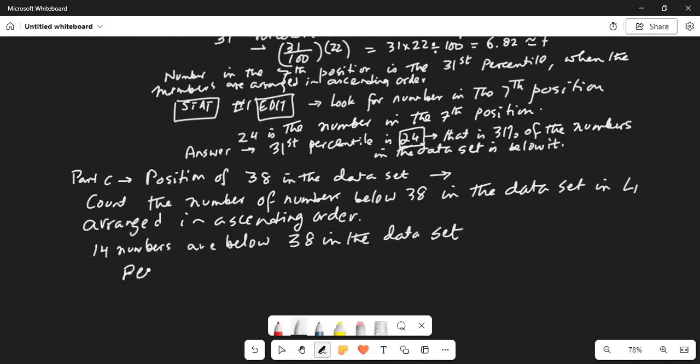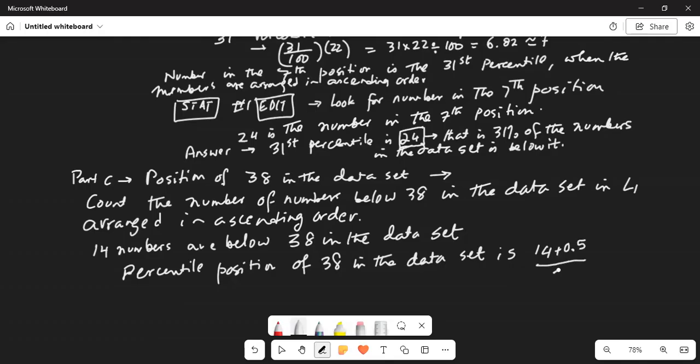Percentile position of 38 in the data set is 14 plus 0.5, divided by total number, which is 22, times 100. So this is the percentile position. 14 comes from numbers below 38.